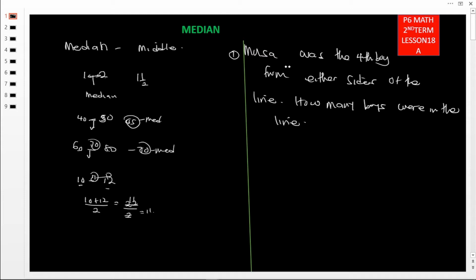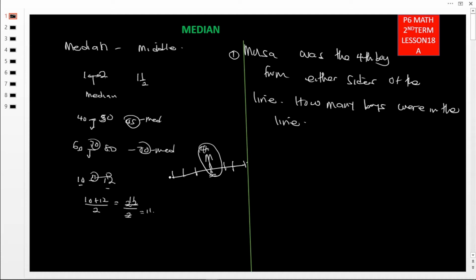Alright, so we have this scenario here. Let us develop our concept from here. We are looking at Musa. So this is our line, and this is our Musa. Now if you count from right to left, this is 1, 2, 3, so Musa has to be the fourth. Now if you start from the end of the line, from left to right, then Musa has to be the fourth again. This is 1, 2, 3, 4. So Musa is still the fourth person.